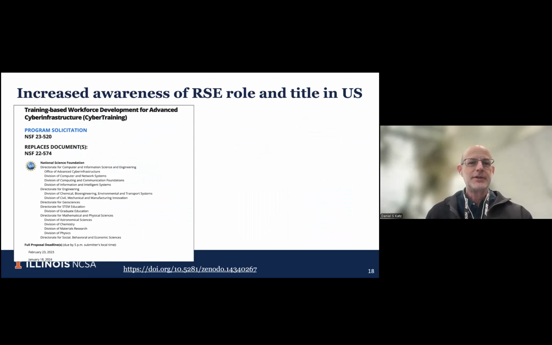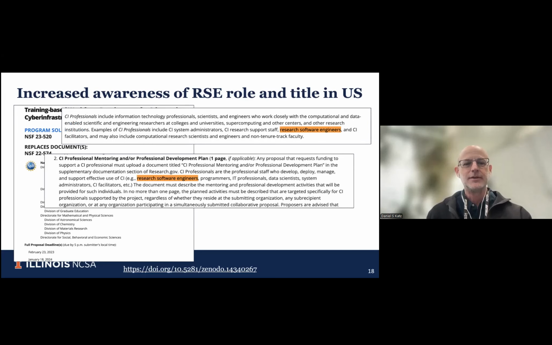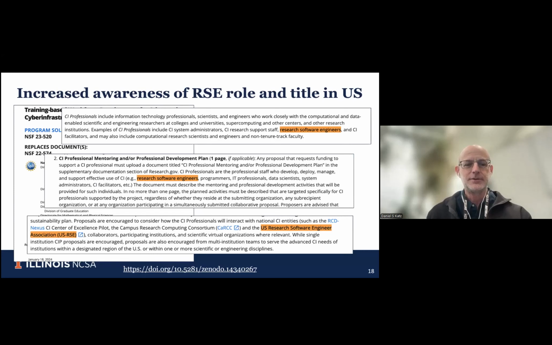We also are happy to see increased awareness showing up with funders. So this is an NSF call that came out last year, and it includes things like research software engineers when it talks about people who could be paid under this work. Again, RSEs is mentioned a couple of times. Now there's a requirement for this call at least to have an RSE mentoring plan or professional development plan. And proposals are encouraged to consider how the people they would hire would work with national organizations that includes US-RSE. So we're quite happy to be showing up on the radar of the funding agencies where they actually help us and we help them, and we together help the community do better research.